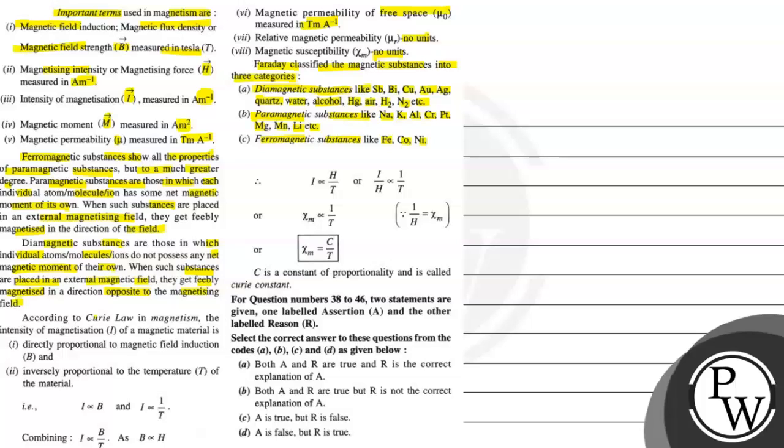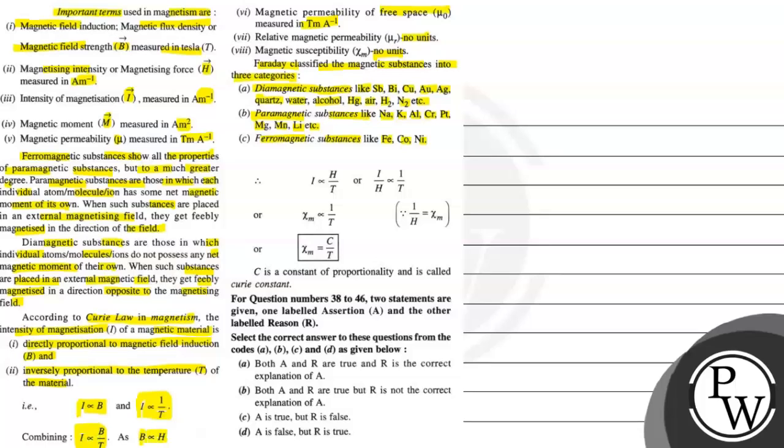According to Curie's law in magnetism, the intensity of magnetization I of a magnetic material is directly proportional to the magnetic field induction B and inversely proportional to the temperature T. So I is directly proportional to B, and I is inversely proportional to the temperature T. So they just combine it: I is directly proportional to B upon T. As B is directly proportional to H, I is directly proportional to H upon T, and we can say that I upon H is proportional to 1 upon T. Because I upon H is chi m, we put that value here. So chi m is equal to C upon T, where C is the constant of proportionality and is called the Curie constant.